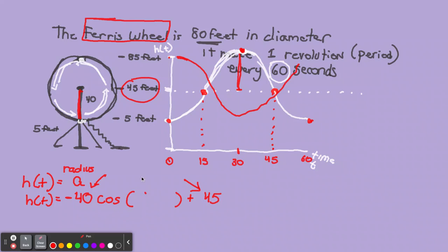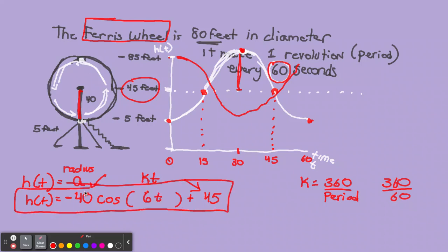Now over here, we're going to use k times t. And k equals 360 degrees, which is the degrees of a circle, divided by the period, the cycle, the revolution. We know it's 360 divided by 60 because we said 60 seconds right over here. And when you get that, you know that k is 6. So we have 6t, and we just created our equation.